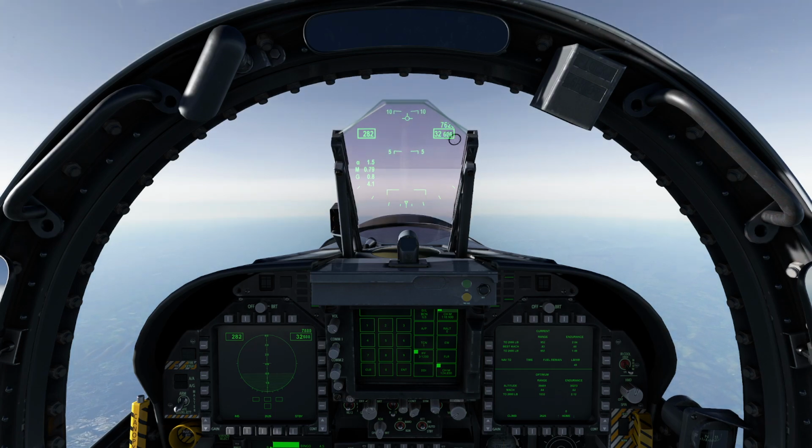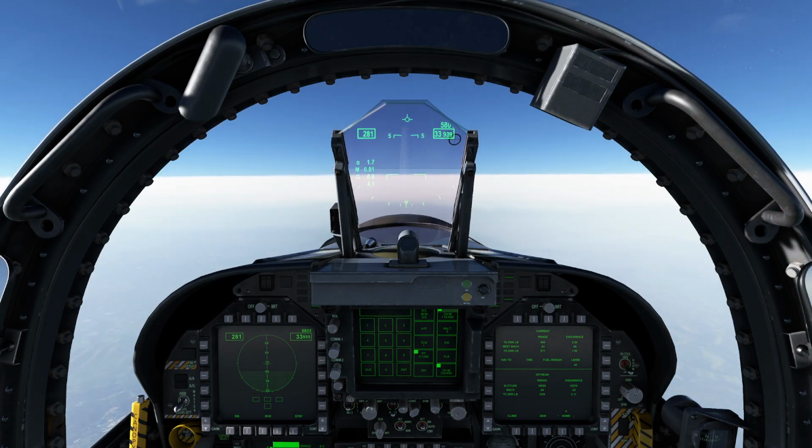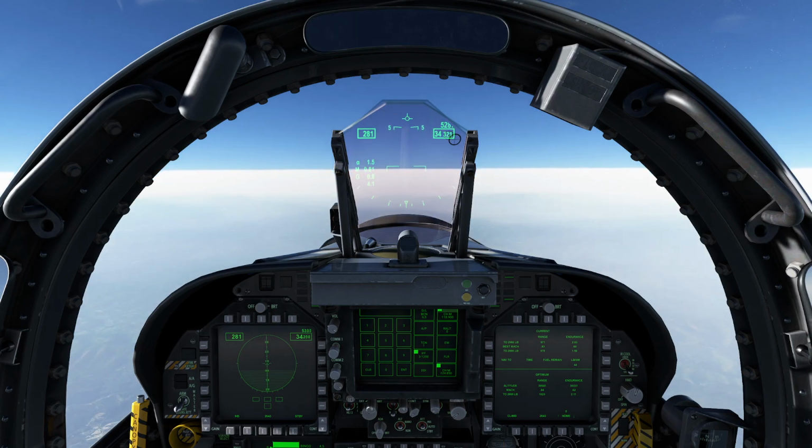Now notice I'm really having to nose over, even though we're at full burner, in order to maintain that constant Mach. But notice my angle of attack hasn't really changed the entire climb. As a matter of fact, on many of these style climbs, you maintain a constant angle of attack in order to get to the altitude you want. So what I'm going to do is start nosing over a little bit. We're about where I want to be.